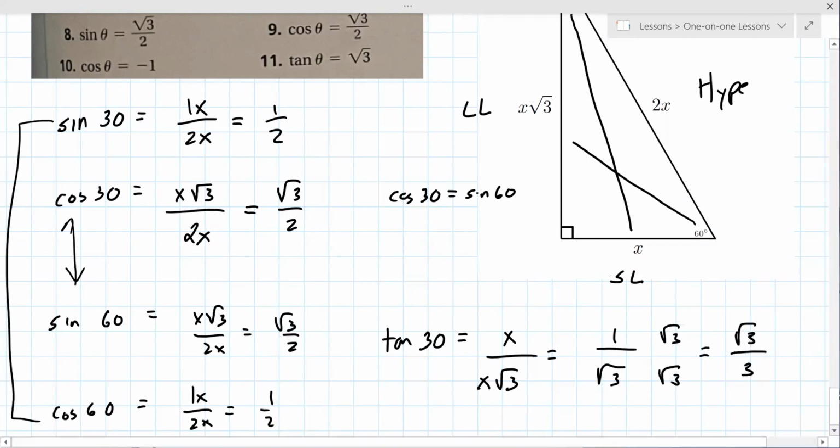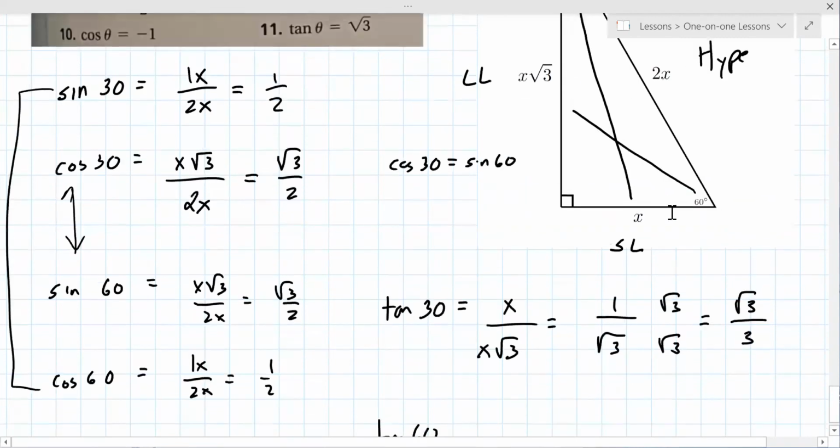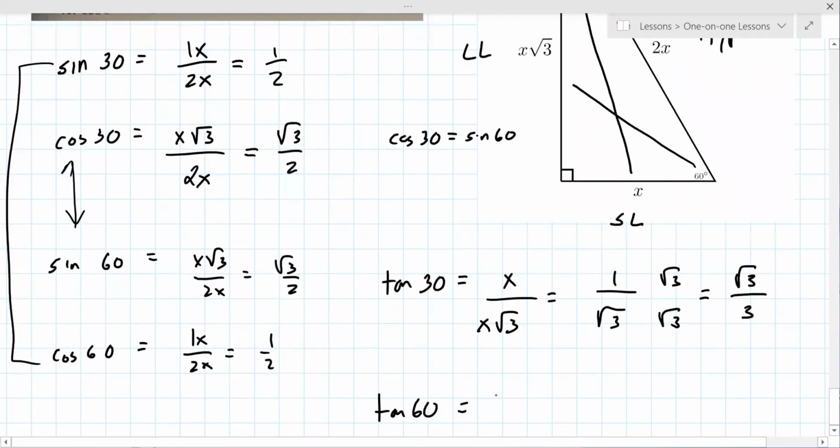Okay. Now let's do the tangent of 60. So here's my 60 degree. It's the opposite, x square root 3, over the adjacent, which is x. So notice it's just the reciprocal of the other one. The x's cancel, it's just the square root of 3. Okay. So these are all known to you.